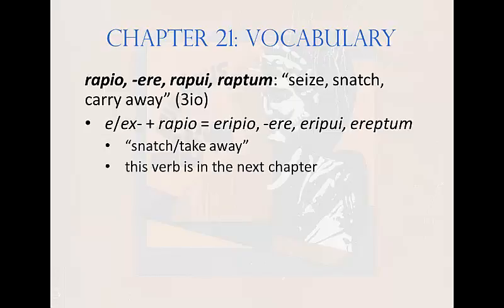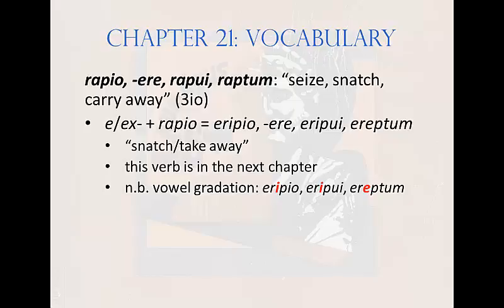While this verb doesn't appear formally in your vocabulary until the next chapter, I always think it's better to learn compounds with the basic verb. It just makes memorization that much easier. So let's go ahead and add eripio into this vocabulary list and just get it over with. It's not like we can avoid eripio forever. This verb provides some excellent examples of vowel gradation, to wit, eripio, eripui, and ereptum. Here, the more colorful a of the basic verb is degraded to either i or e.